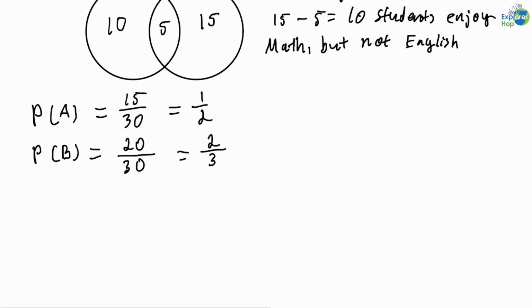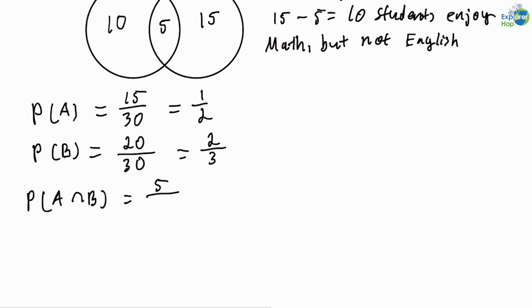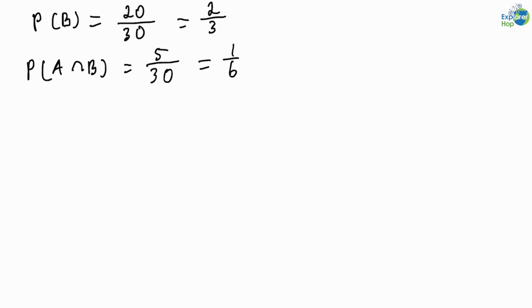And we can see from the Venn diagram that the probability of the intersection of event A and B, which is the probability that a student enjoys both math and English, is equal to 5 over 30, which is equal to 1 over 6. Now, right away, we can immediately see that since the probability of the intersection of event A and B is not equal to 0, then this means that events A and B are not mutually exclusive. However, we can still go ahead and calculate the probability of the union of events A and B.